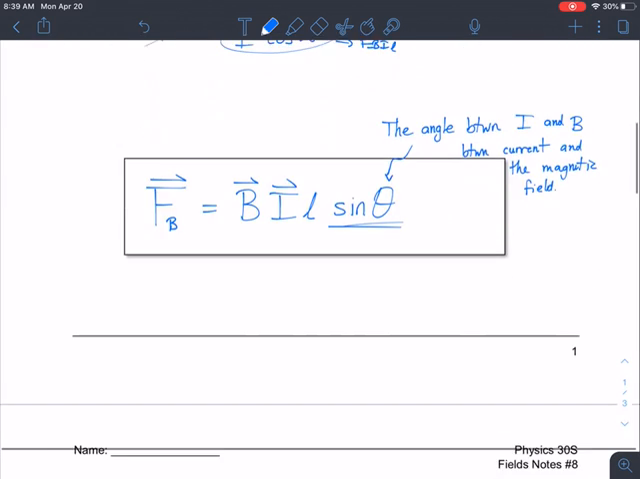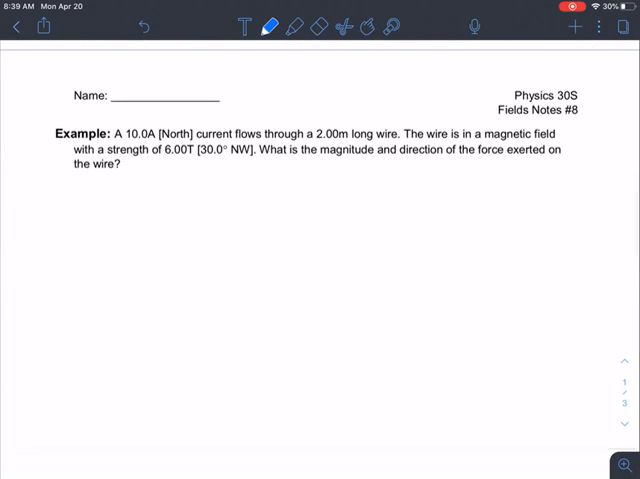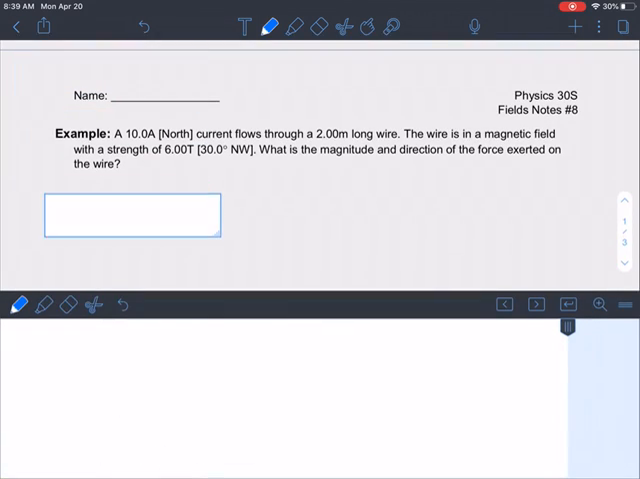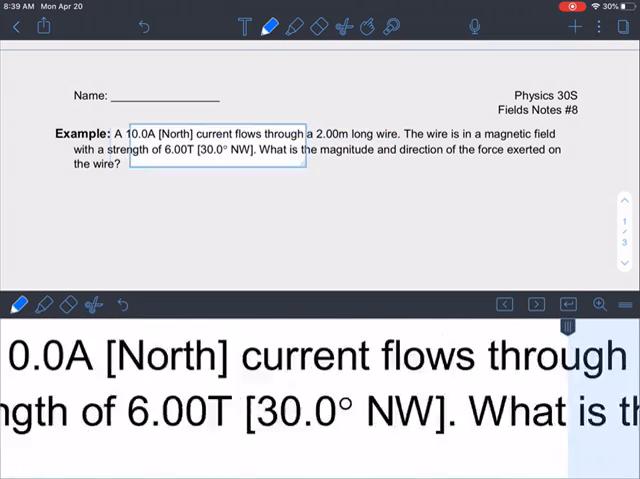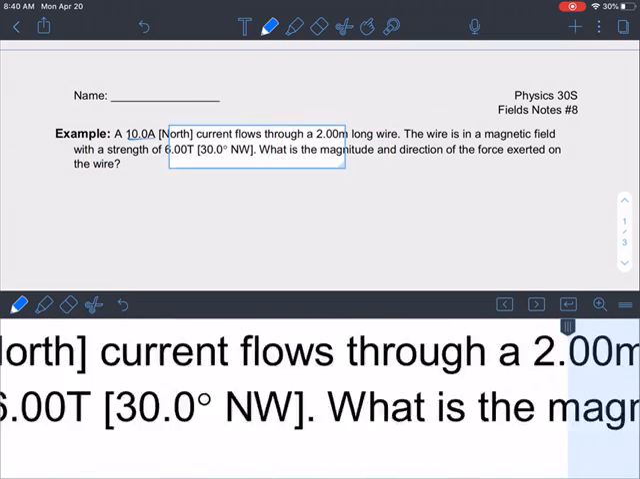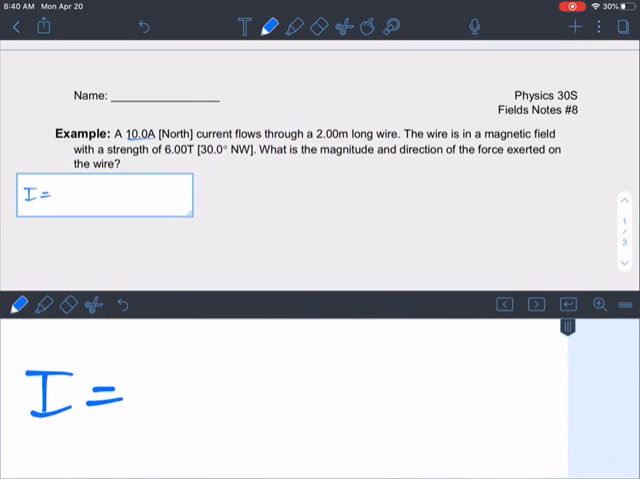And so let's do some examples. A 10 amp north current. So always draw it out from now on. Whenever you notice that we've got current, that's I equals 10 amps north.